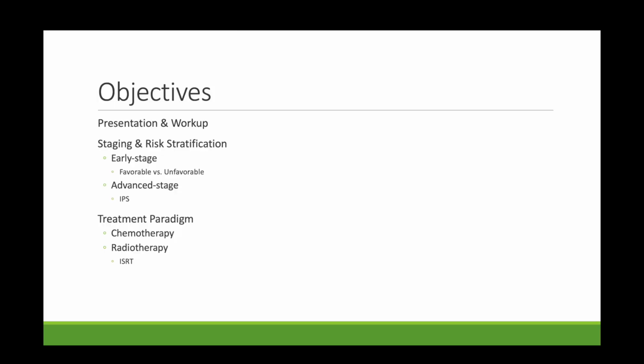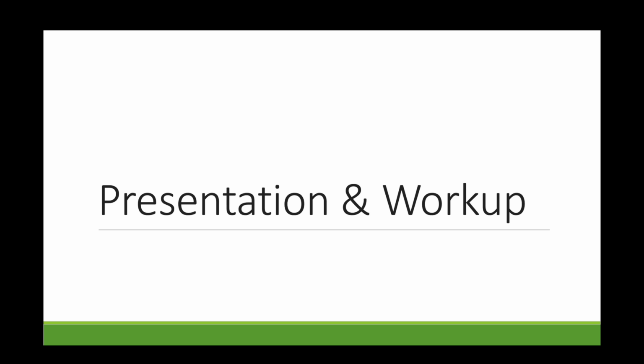My hope in this overview talk of Hodgkin lymphoma is to review the presentation and workup of Hodgkin's disease, talk about staging and risk stratification, and focus on how we risk stratify early stage disease into favorable versus unfavorable, and then how we think about advanced stage disease in Hodgkin lymphoma. And then finally, we will end by talking about the treatment paradigms, so discussing some of the important aspects of chemotherapy and radiotherapy for this disease. In the next talk, then, we will get into the evidence and some of the important trials that kind of define these paradigms. So let's start with some basic background.